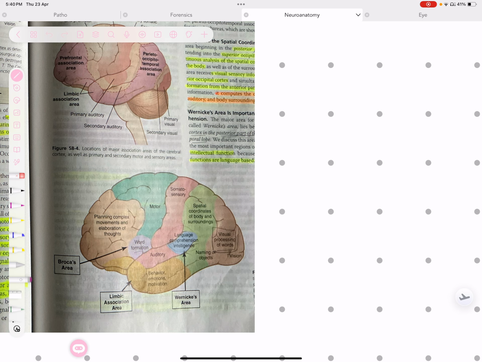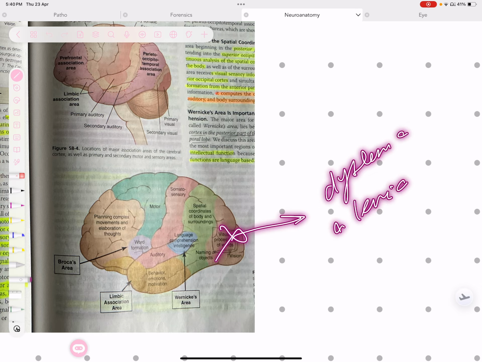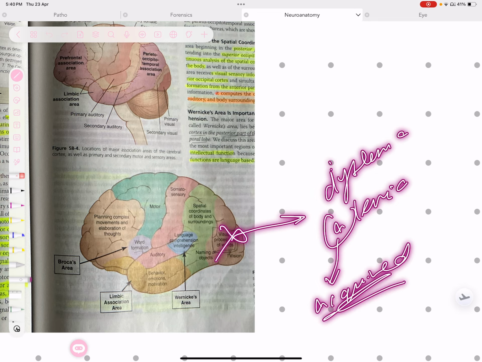And in some cases, if the visual cortex is functioning, as well as the visual processing of words, but Wernicke's area is not functioning, that means that person cannot understand things. So that would be Wernicke's aphasia, right? And if a person's visual processing of words, the angular gyrus, is not functioning, that person has either dyslexia or alexia. Now you may be wondering what's the difference between the two. Alexia is acquired, and dyslexia is developmental, right?